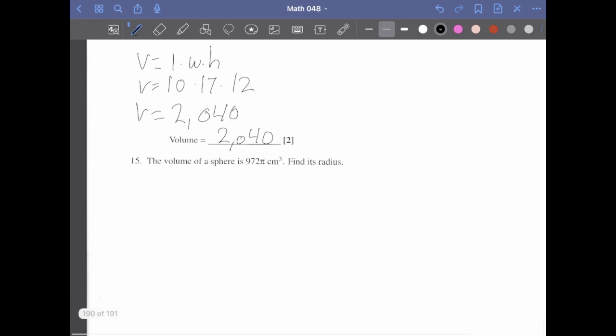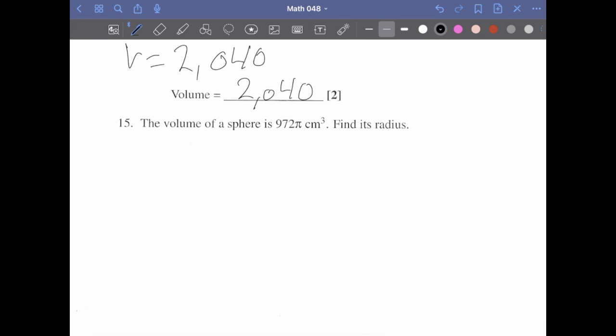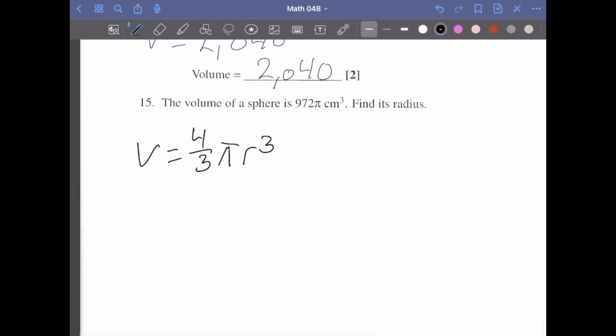Okay, the volume of a sphere is given, find its radius. So you have to know the formula. The formula for the volume of a sphere is 4 over 3 pi r cubed. So let's say the volume is 972 pi. So we're going to substitute 972 pi.